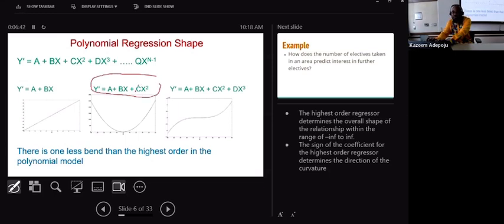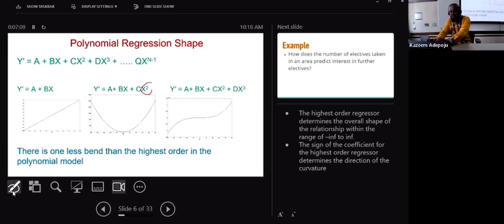It is going to be that very C, because that parameter corresponds to the highest order. Does that make sense? That's what I mean. And I said the highest order regressors determine the overall shape. So this guy here is determining the overall shape, and C is a contribution if I want to know the value of that particular shape that I'm talking about.